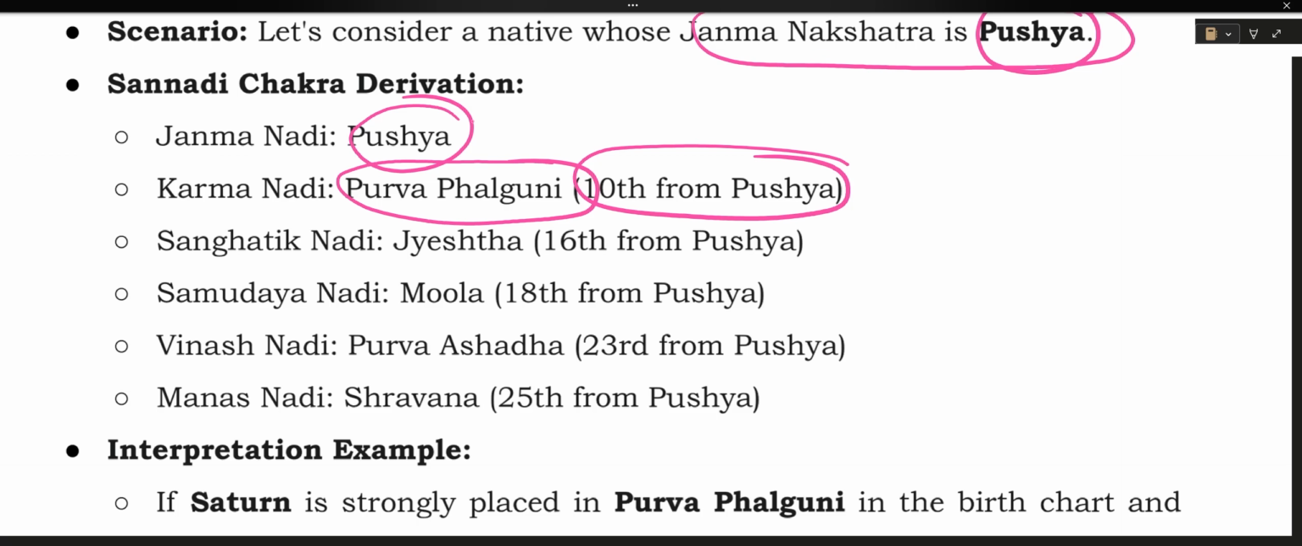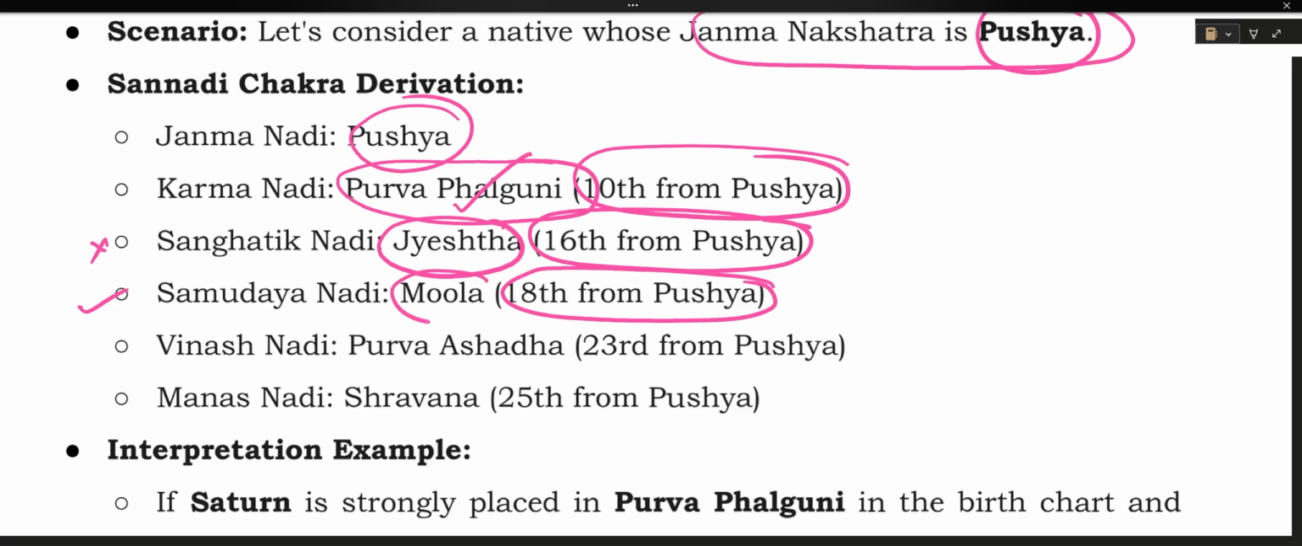The Janma Nari or the Pushya Nakshatra will be the first, then second, third, fourth. Then we will find out the 10th one. The 10th one happens to be this Purva Falguni from the Pushya Nakshatra. Then this Purva Falguni Nakshatra is related to your Karma Nari. Then we have a Sankhatik Nari which is not auspicious. That will be the Jyeshtha Nakshatra, the 16th Nakshatra from the Pushya. Next we have the Samuday Nari which is the beneficial one, that is the 18th from the Pushya Nakshatra, that is the Mula Nakshatra.